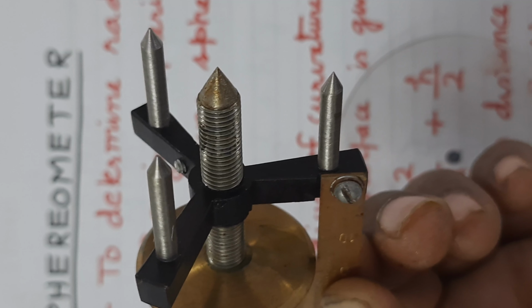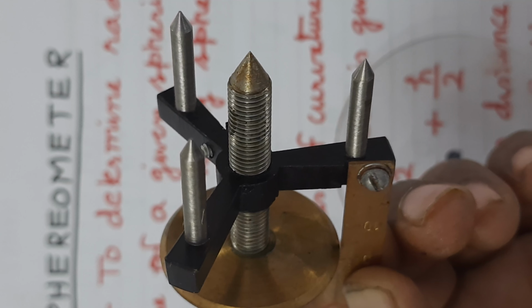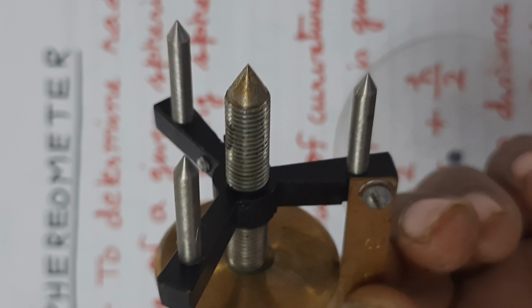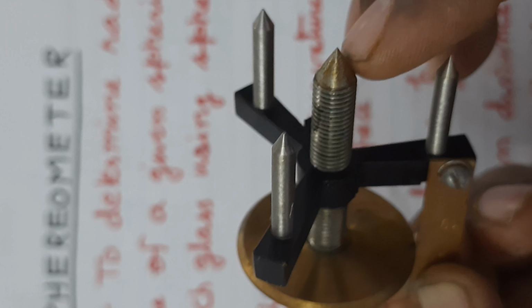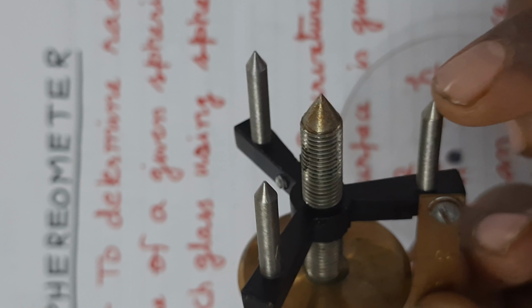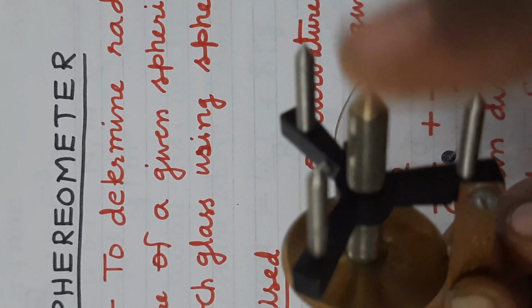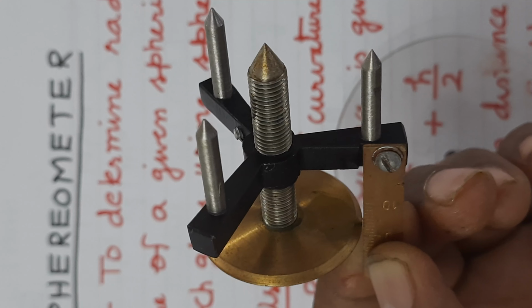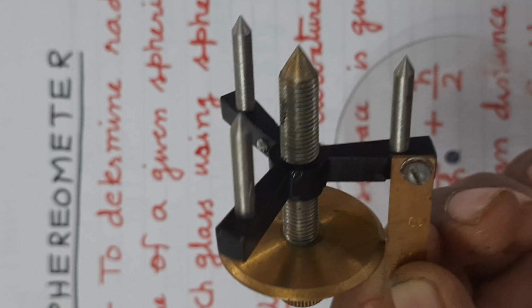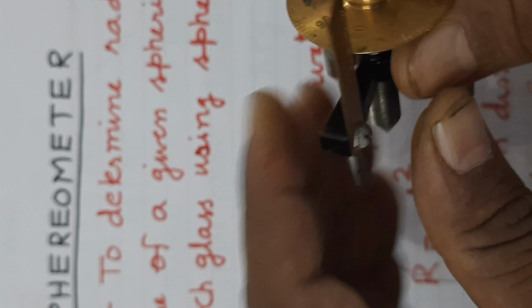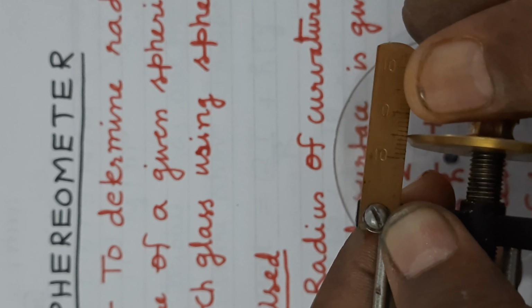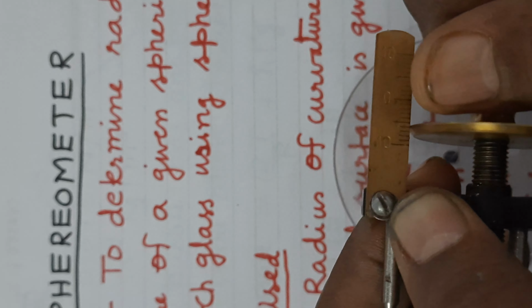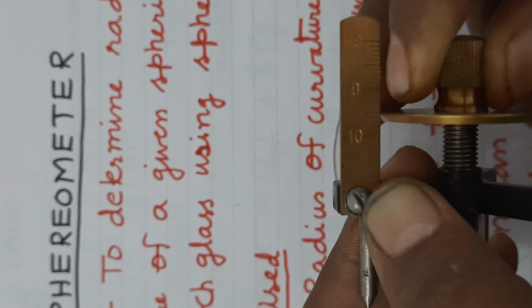Now this is the lower portion of that circular scale which is connected to a screw. You can see here at the center, here is the screw. This is the tip of the screw, and these are three legs with the help of which it is placed on the curved surface. We can rotate it from here. When you rotate it, it will move along the linear scale. How much distance the circular scale has moved up and down along the main scale can be recorded here.